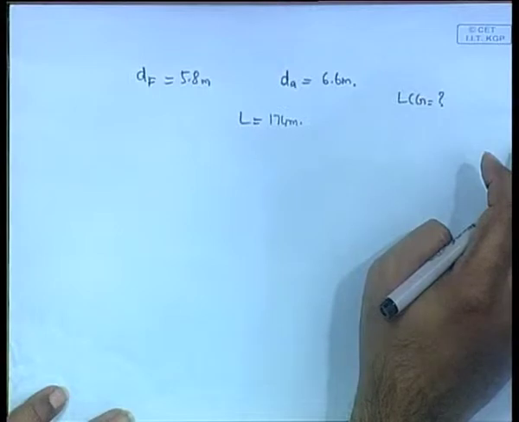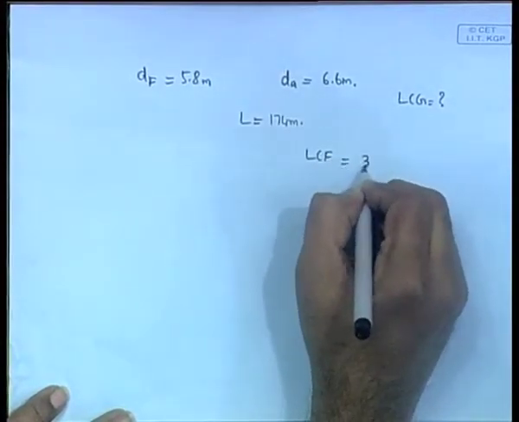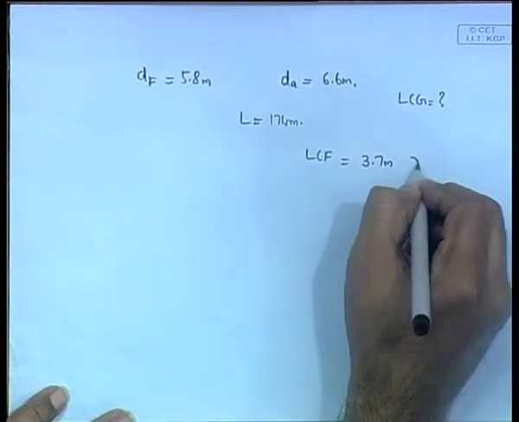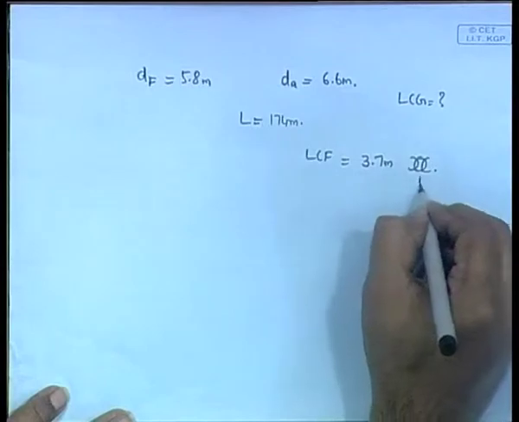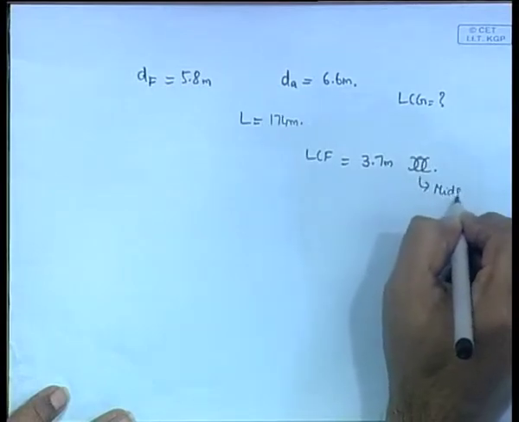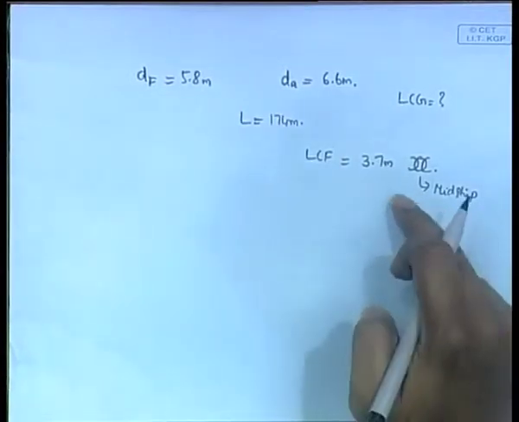And some hydrostatic data are given, like you are told that LCF is 3.7 meter. See, there is a figure like this. You know what this means, right? This means midship, always. You can look at any figure. In ship drawings, you will see this. In the drawing itself, you will put this figure. It means midship. So, LCF is 3.7 meters from midship. So, that's what that figure shows.